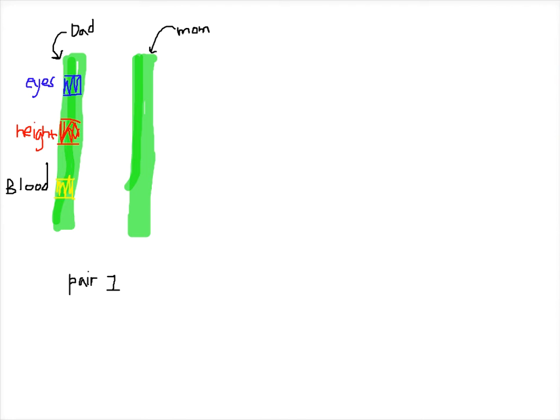Okay, so that chromosome from Dad is going to have the same set of genes in the same order on Mom's chromosome as well. So if Dad had an eye color gene at this position on the chromosome, Mom would also have an eye color gene at that position on the chromosome. If Dad has a height gene at this position, then Mom will also have a height gene at the same position on her chromosome 1.